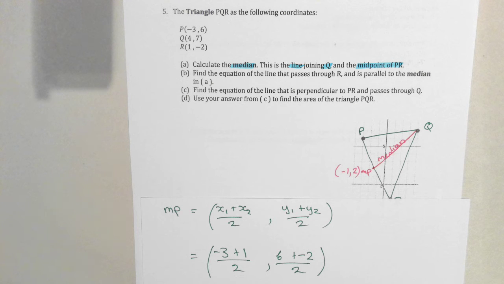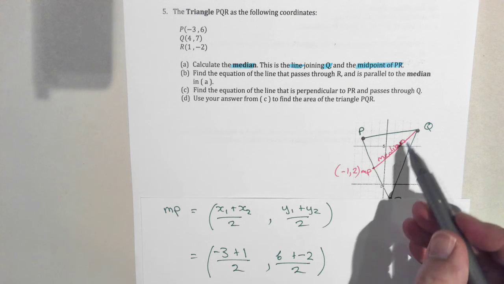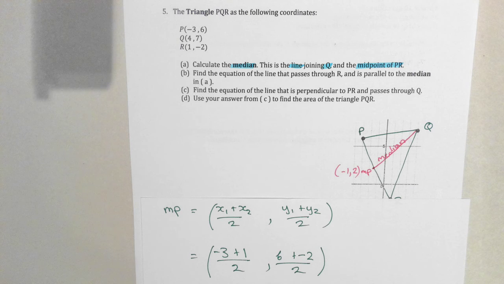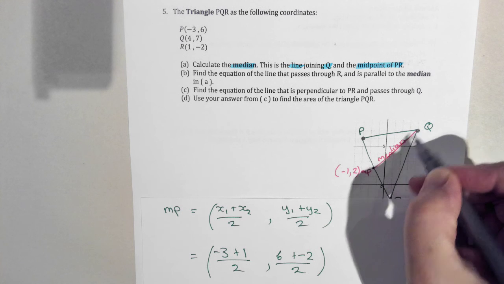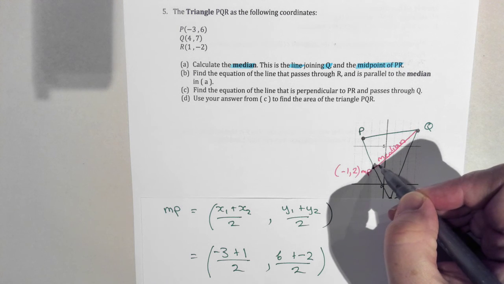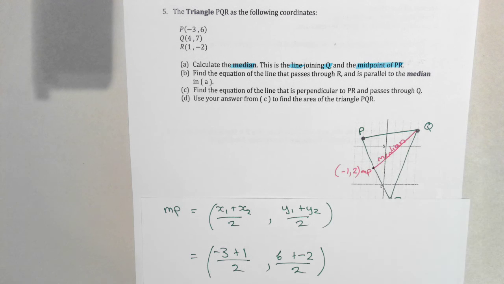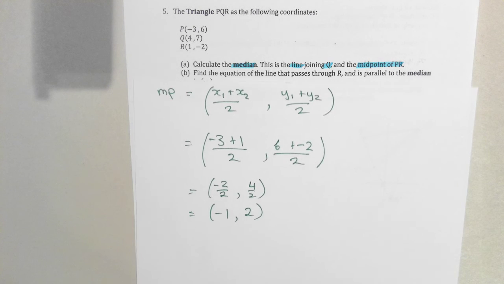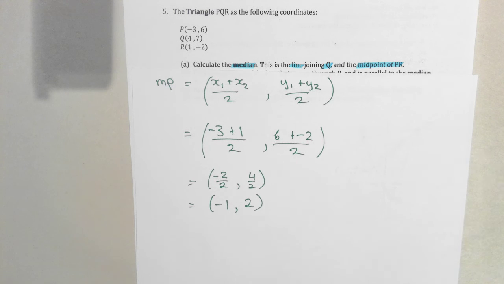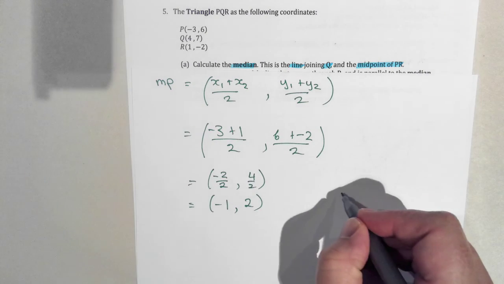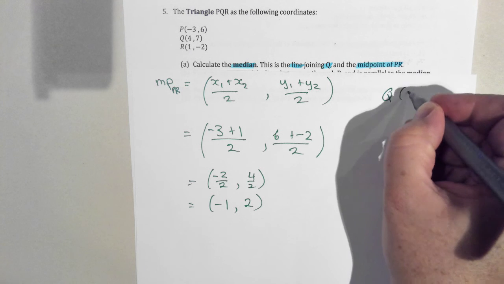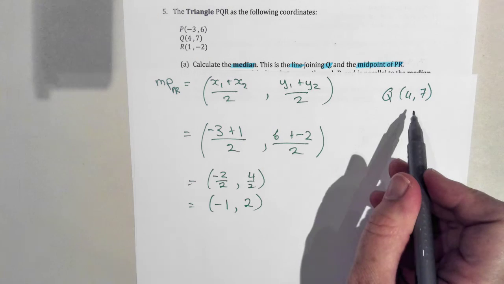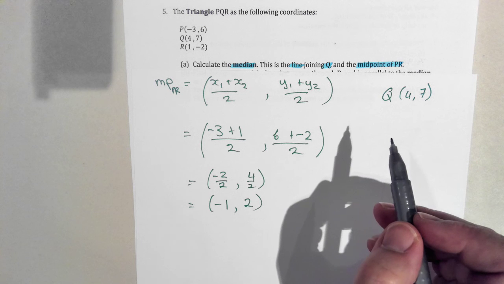Now we want to find the line. So we need to find the equation of that median. So that means we now need to think, well, here's a coordinate point, the midpoint of PR. There's the coordinate point, Q. If I've got two coordinate points, can I find the equation of the line? And that's what we need to do now. So we're going to take this midpoint, and we're also going to take the coordinate of Q, which is 4, 7. And we now want to combine those two together to find the line.